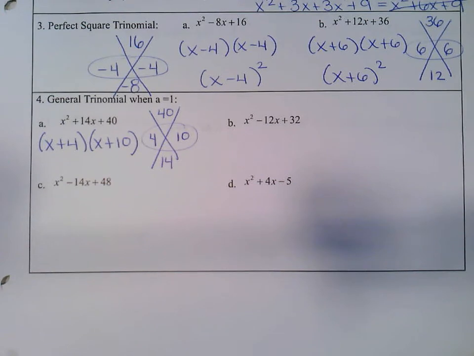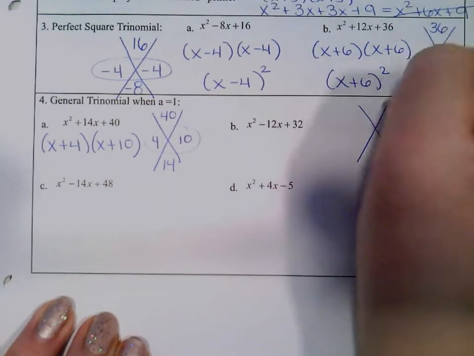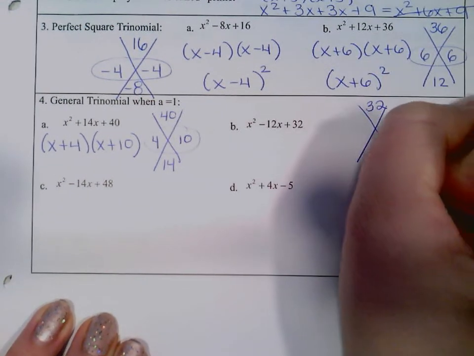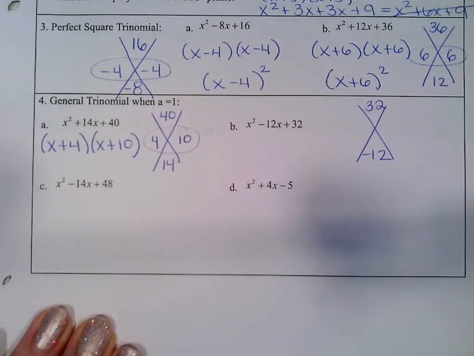So you might want to pause the video and try examples B, C, and D on your own, or you can just follow along with the video. I'm looking for the factors of 32 that add up to negative 12.